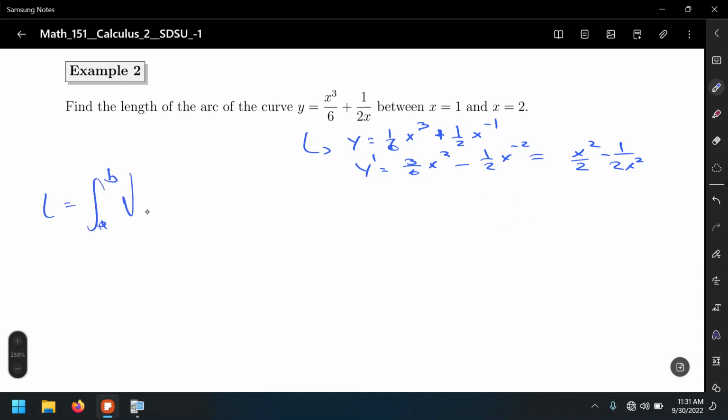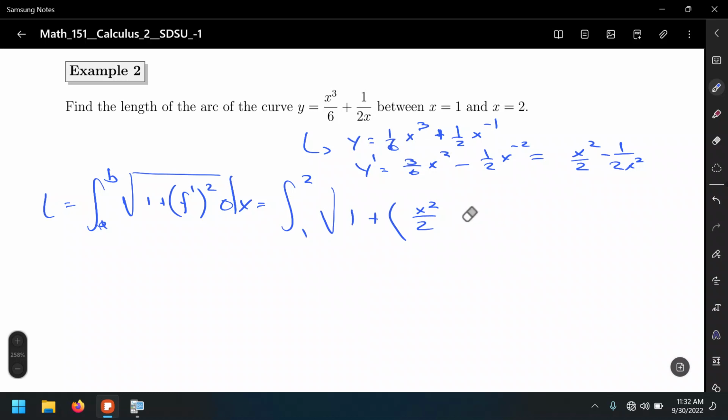From the integral from a to b of the square root of 1 plus f prime quantity squared with respect to x. So that's the integral from 1 to 2 this time of the square root of 1 plus x squared over 2 minus 1 over 2x squared, quantity squared. Alright, how are we going to go about this madness?